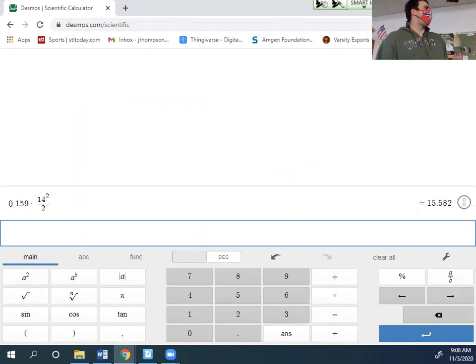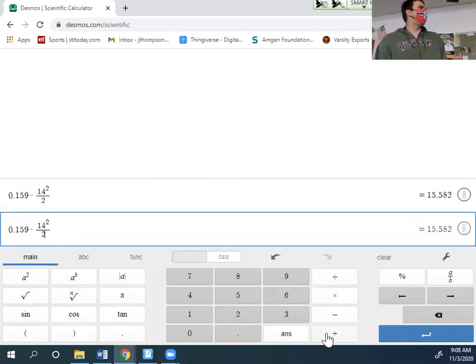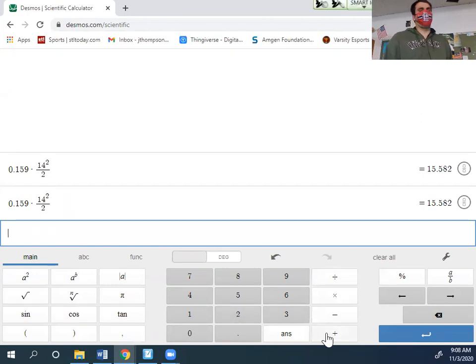So I'll do it again. 0.159 times 14 squared, using this A squared thing, okay? Divided by 2 equals 15.582. Now let's do another one.